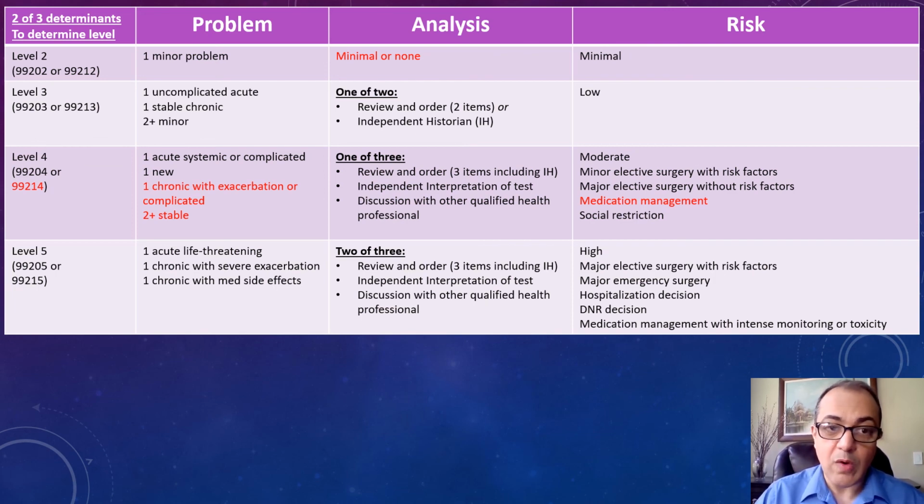And by the way, one of the things that you will see, it's a theme that you will see over and over again in this medical decision making going forwards. A lot of times the analysis level will lag behind the levels that you get for problem and for risk, and especially when it comes to level 5. It's going to be extremely hard to get a level 5 on the analysis, but it's not that difficult at all to get a level 5 on the problem or a level 5 on the risk.